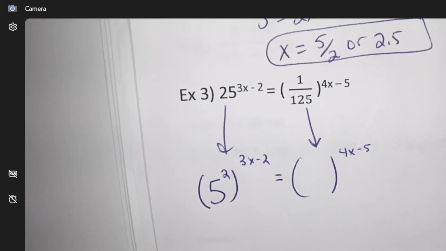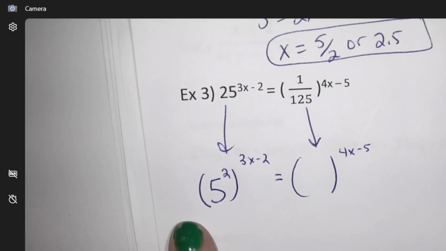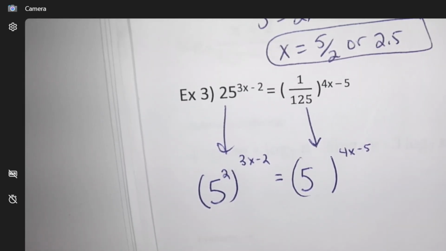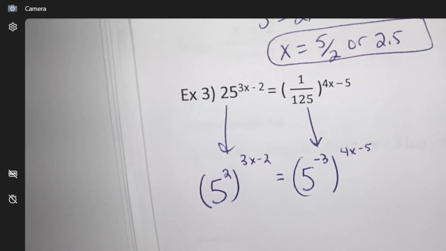How can I change 1 over 125? What would I want to write? And I'm wanting to use a same base. So 5 to the negative 3. Good identification of the negative because it was flipped to the bottom.